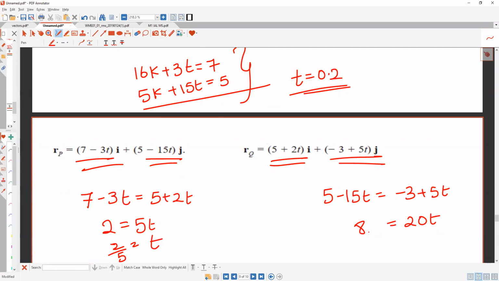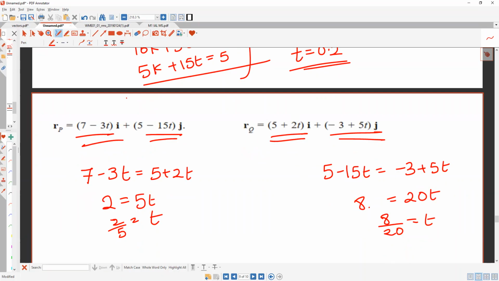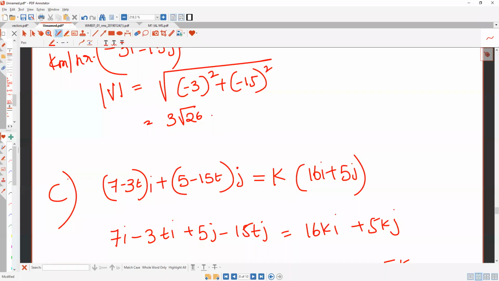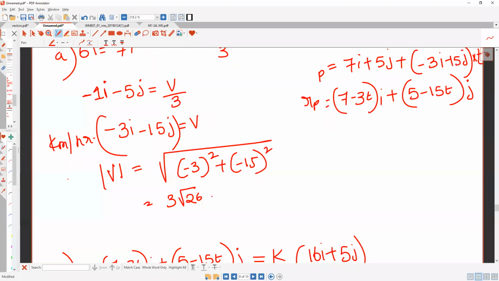So 8 by 20. How much is 8 by 20, by the way? It's 2 by 5 as well. So since the time is the same, hence proven that they are colliding, because they are at the same place at the same time. When you intersect them, you have one common solution. If they were not colliding, your solution would not be common.